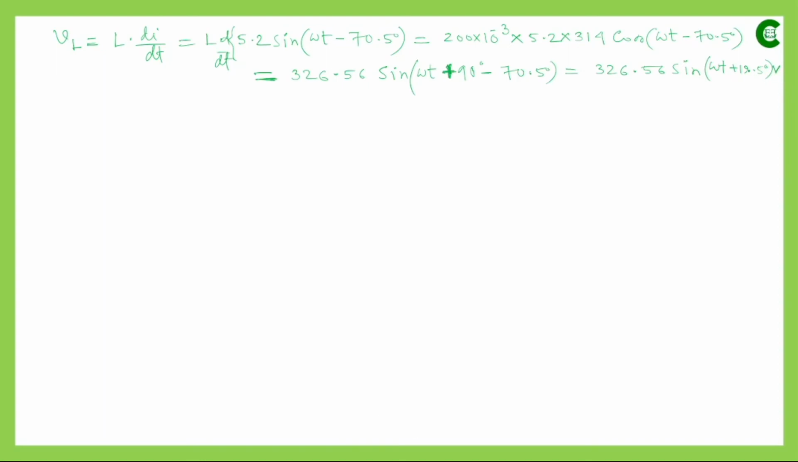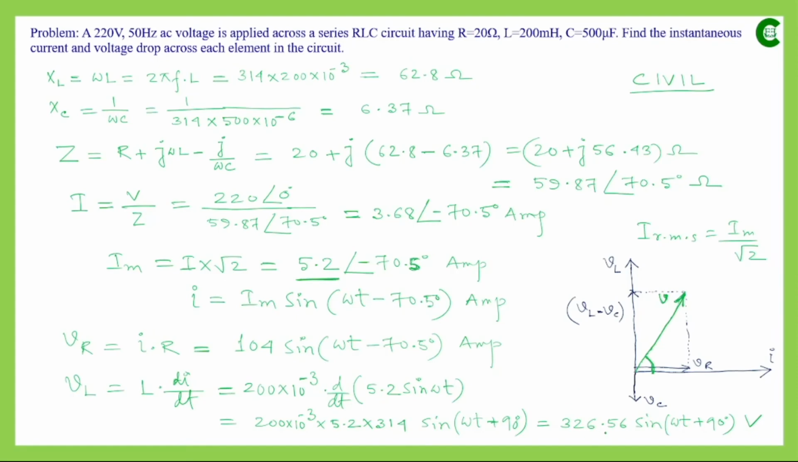Now previously we got the same value 326.56, but we expressed it as sine omega t plus 90 degree, and I took current as reference, and with respect to current I represented VL. We know that for a purely inductive circuit, that phase angle is always 90 degree when current has the phase 0 degree, meaning current we take as reference.